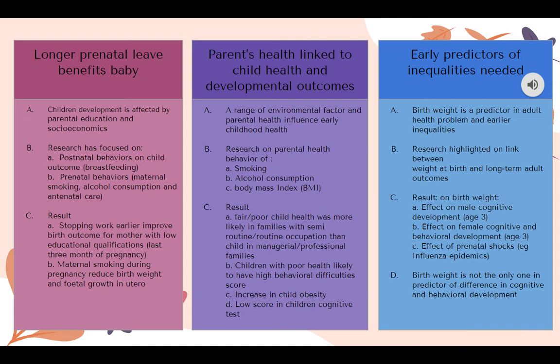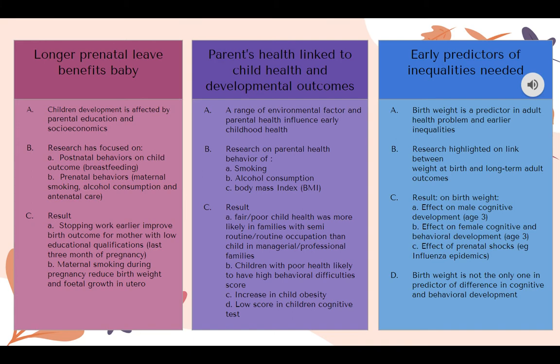Next is parental health linked to child health and development outcome. A range of development factors and parental influence early child health. Research on parental health such as smoking, alcohol consumption, and body mass index. The result of the study is poor child health was more likely in family with semi-routine than the professional family. Children with poor health likely to have high behavior difficulty. They also increase in child obesity and low score in cognitive tests.